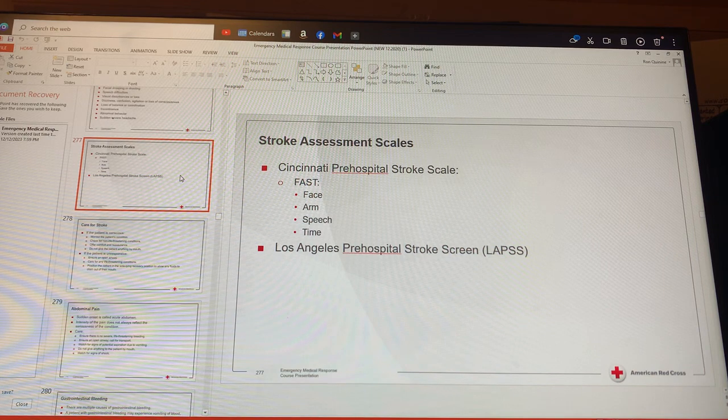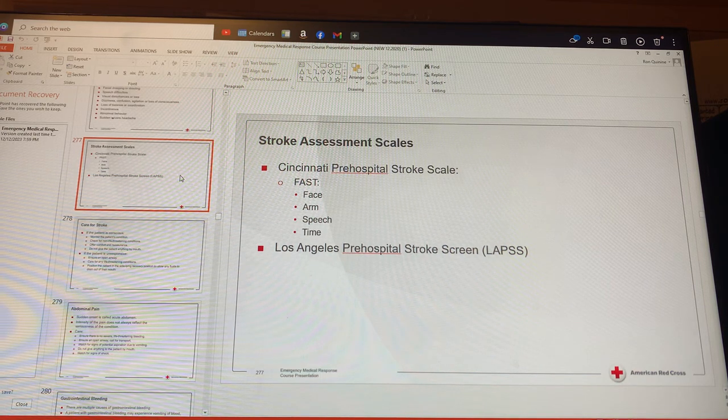Stroke assessment scales, okay? So, two common stroke assessment scales used in the pre-hospital setting are the Cincinnati Pre-Hospital Stroke Scale and the Los Angeles Pre-Hospital Stroke Screen, LAPSS, which assess facial droop, arm drift, and speech. Both scales should be included in your assessment of the stroke patient and reported to the medical facility.